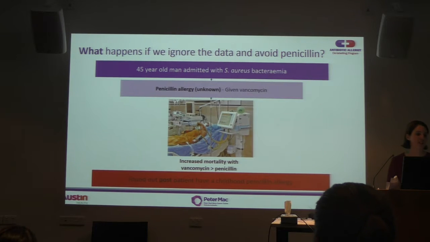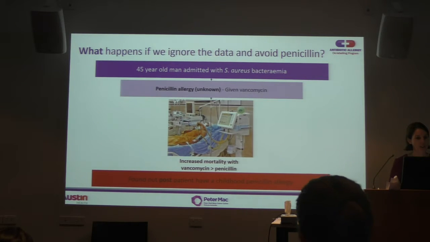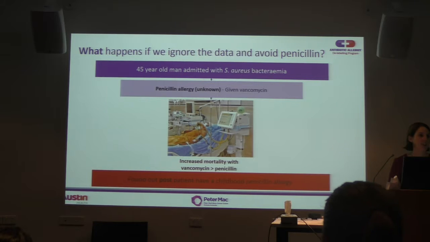So what happens if we just avoid penicillin altogether because a patient says they have an allergy to it? Jason's got a case here where we've got a 45-year-old man admitted with Staph aureus bacteremia. His penicillin allergy was documented as unknown, so he was given vancomycin as first-line therapy. The issue is that in this setting, the Staph aureus bacteremia, there's a high mortality rate if you give vancomycin instead of penicillin. So it's really important you do get a clear history from the patient.